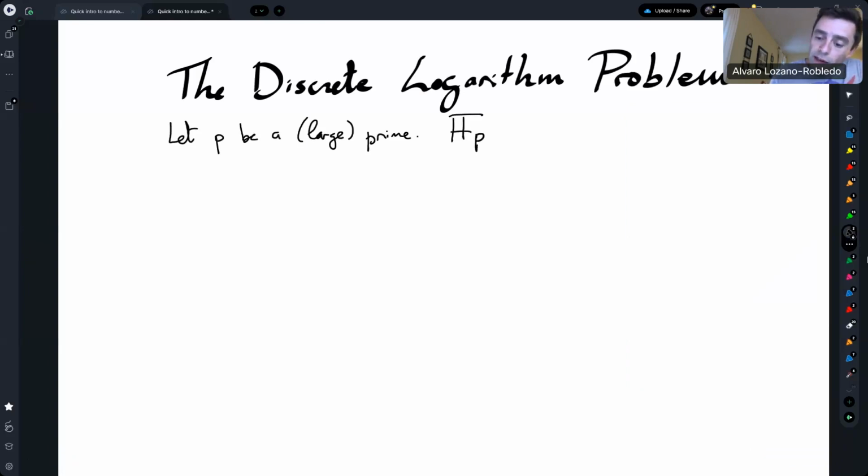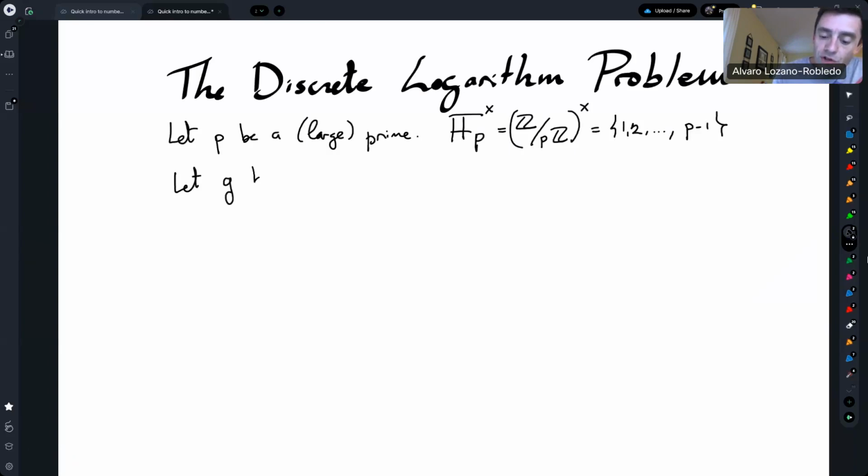We're going to take a field of P elements, which for us is just going to be Z mod PZ. And we're actually just going to take the units in the field of the elements. So those are the units. And we know that there is a primitive root. Let G be a primitive root modulo P.